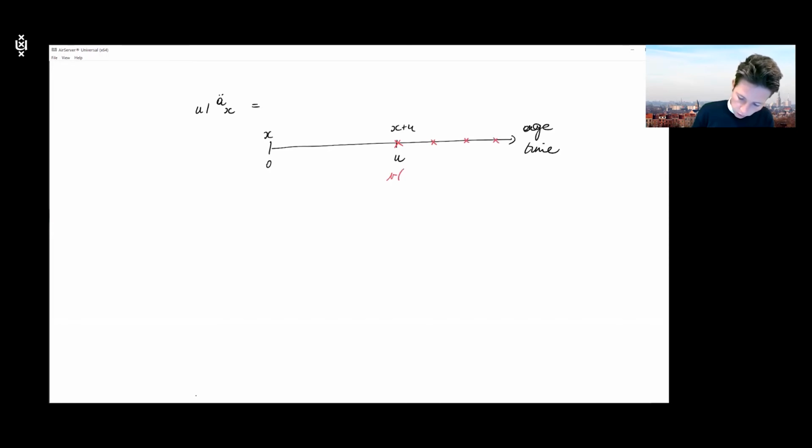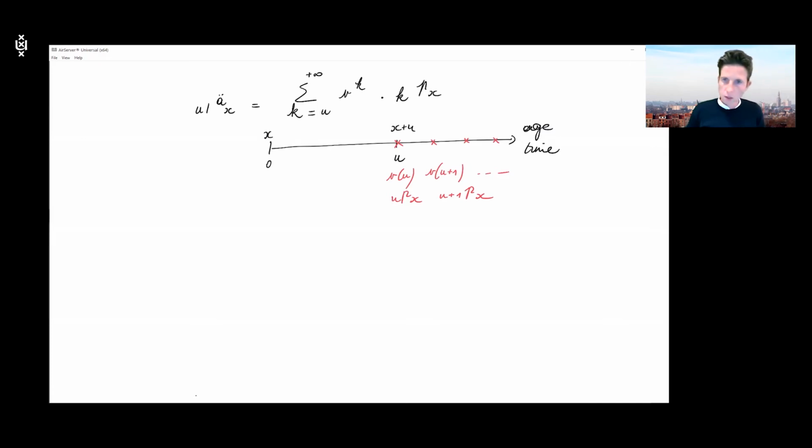So I'm going to work with a discounting factor V^U, V^(U+1), etc. And I'm going to work with a survival probability like this. Okay. So putting that together in my summation formula, I'll get the sum over K, K going from U to plus infinity of V to the power K, if the interest rate is constant, times KPX. Okay, so if I write that in full, I would get V to the power U, UPX plus V to the power U plus 1, U plus 1 PX, etc., etc.